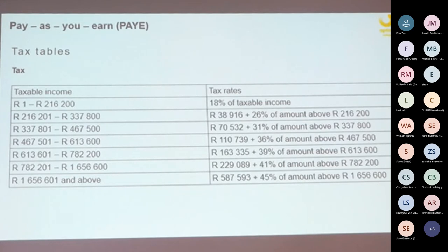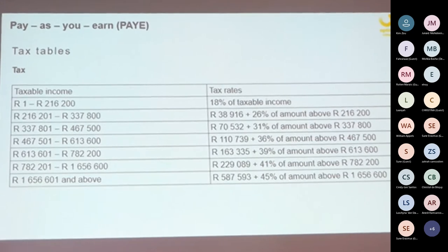What is 13,245 times 26%? Remember, it's times 0.26. Give me 3,443.70. Okay. And now to that answer, you now add the 38,916. Are you guys with me? Okay, let me go through it again. I'm going to go through it step by step.